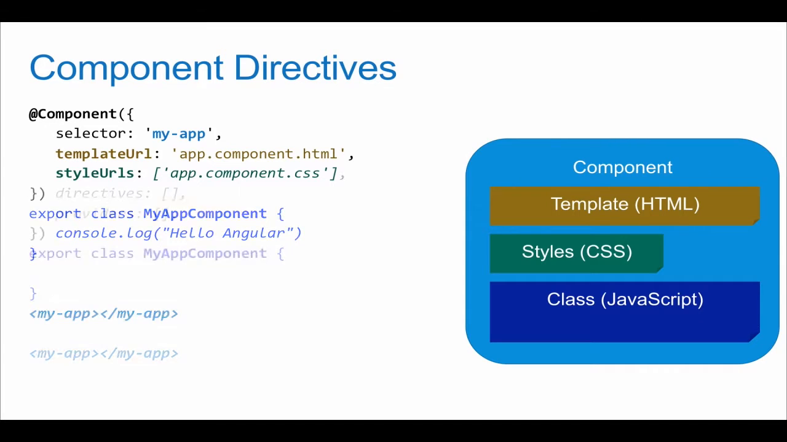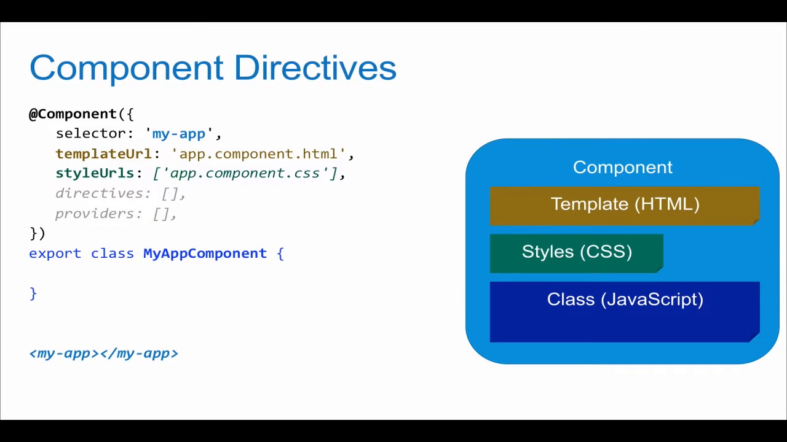Now, I'm going to switch over to the next slide and show you that you can also include other directives. Components are directives, right? So if we wanted our component here to have other directives included in it, we could do that, as you see there in the gray, and also providers, which is libraries. Again, don't worry too much about it for now. Just know that a component can take these properties.